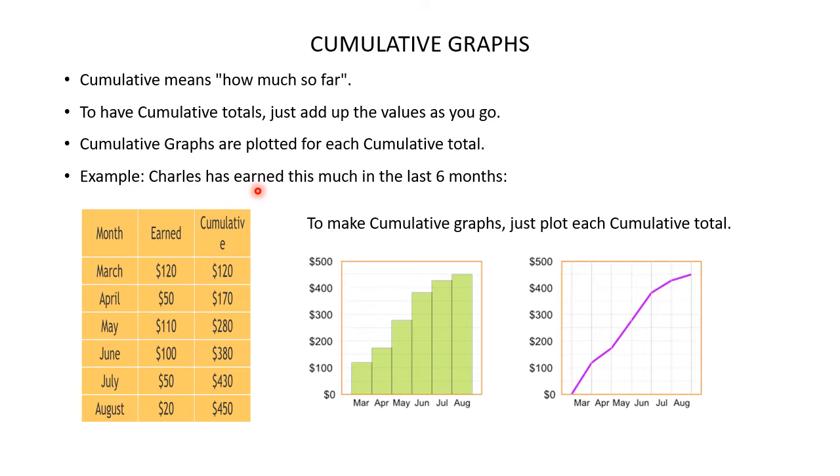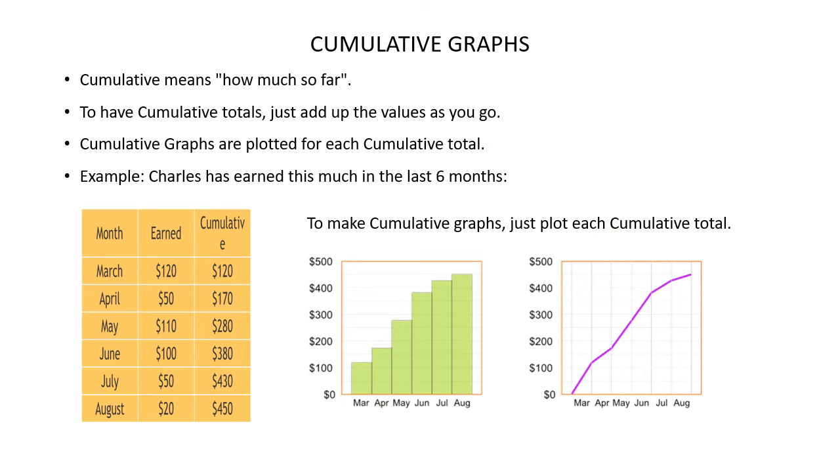Charles has earned this much in the last 6 months. So in March he has earned $120. So the cumulative total is $120. In April he has earned $50 and the cumulative total is 120 plus 50, which is $170. In May he earned $110. So the cumulative total is 170 plus 110, which is $280, and so on. Now to make cumulative graphs, just plot each cumulative total.